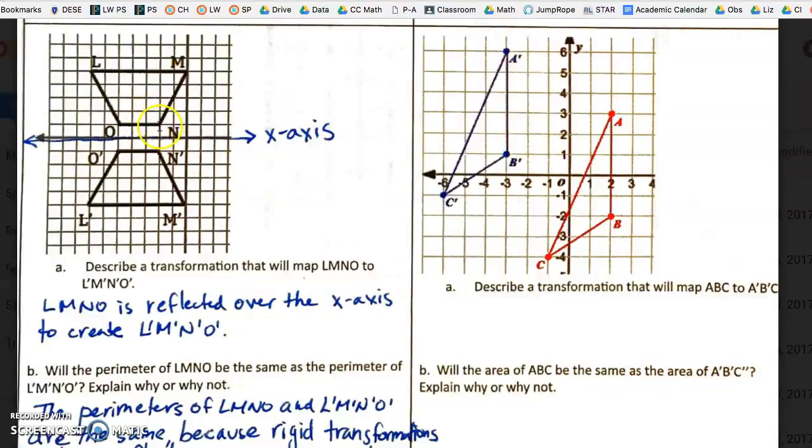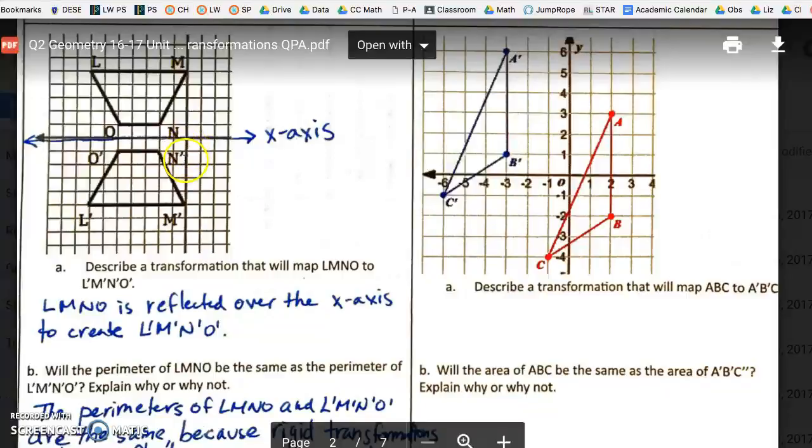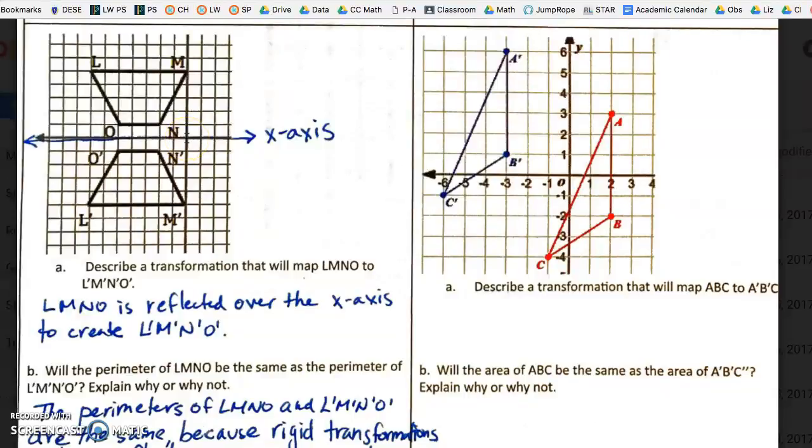So in this case, the distance between N and the x-axis is 1 unit. The distance between N prime and the x-axis is 1 unit. The distance between M and the x-axis is 1, 2, 3, 4, 5 units. And the distance between the x-axis and M prime is 1, 2, 3, 4, 5 units. So I can verify this. This is another way that I'm showing resilience, is I'm now showing another way of demonstrating that this is a reflection.